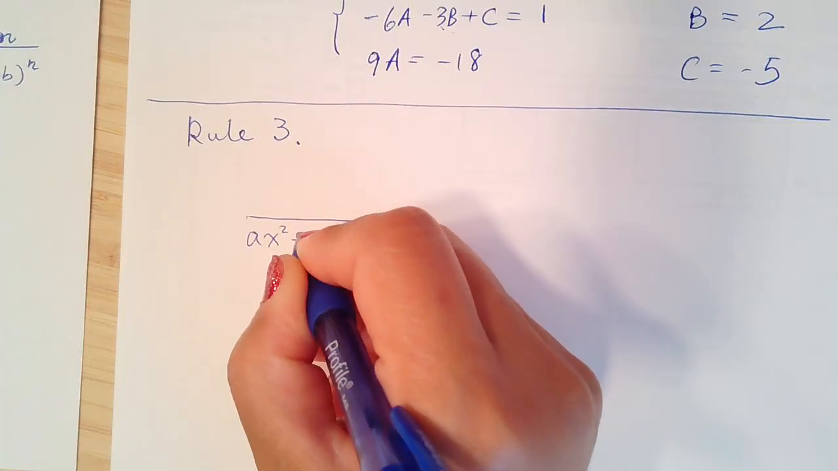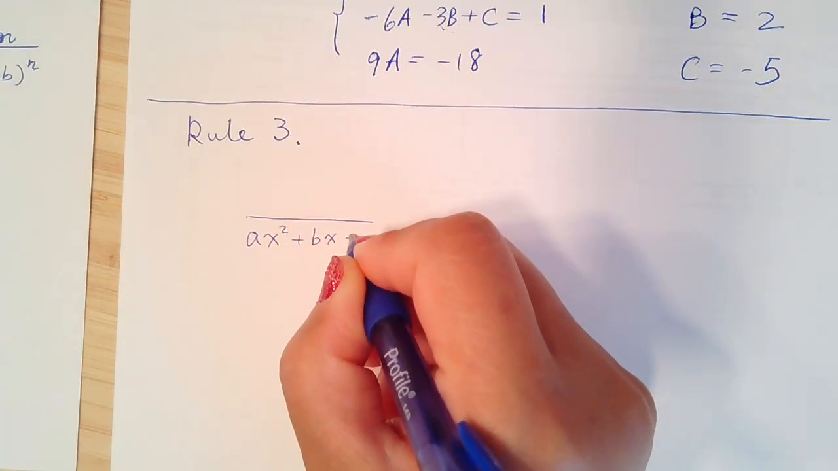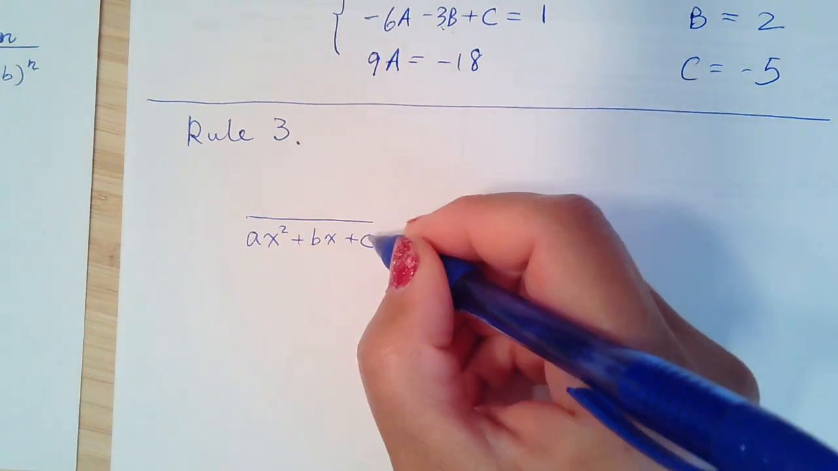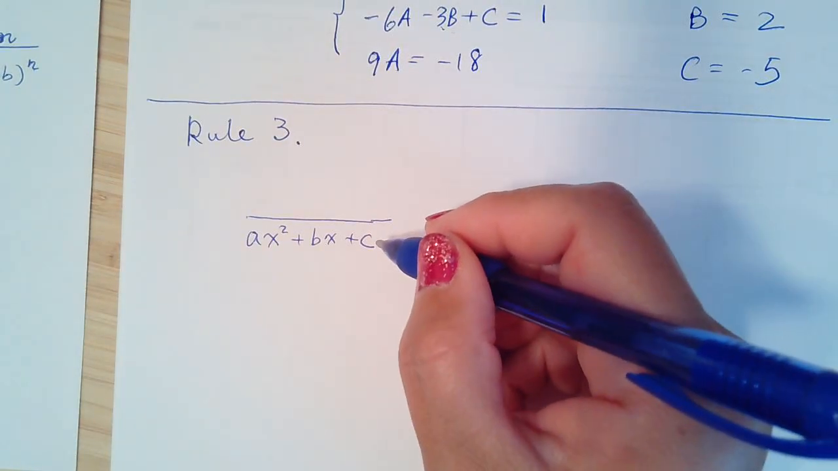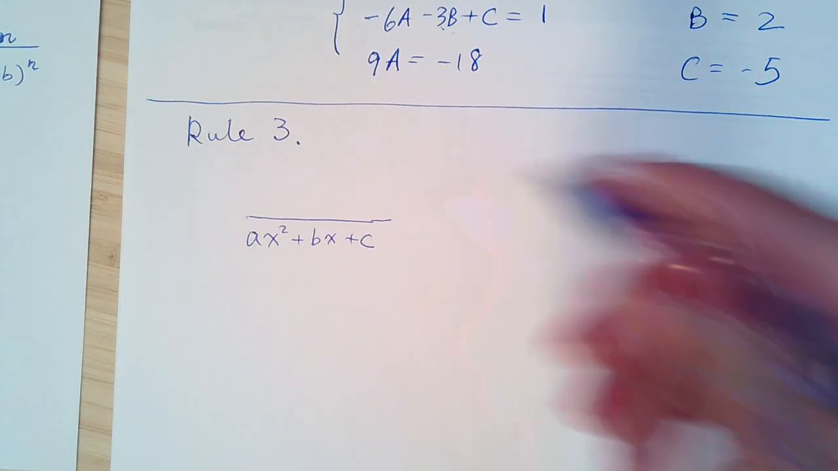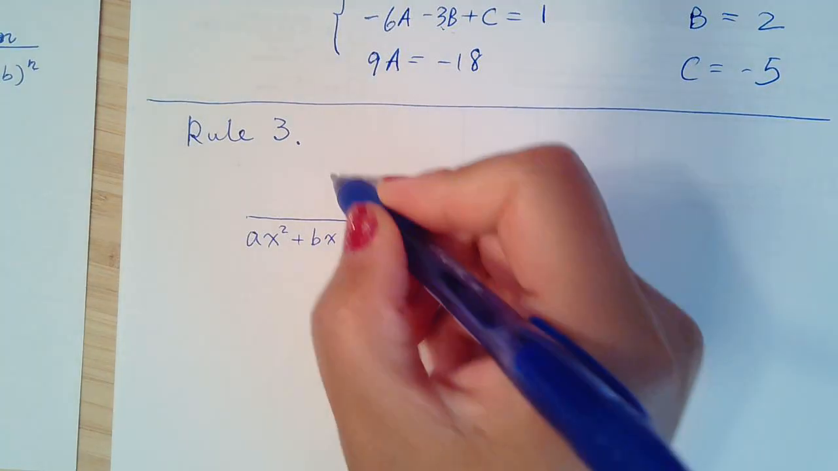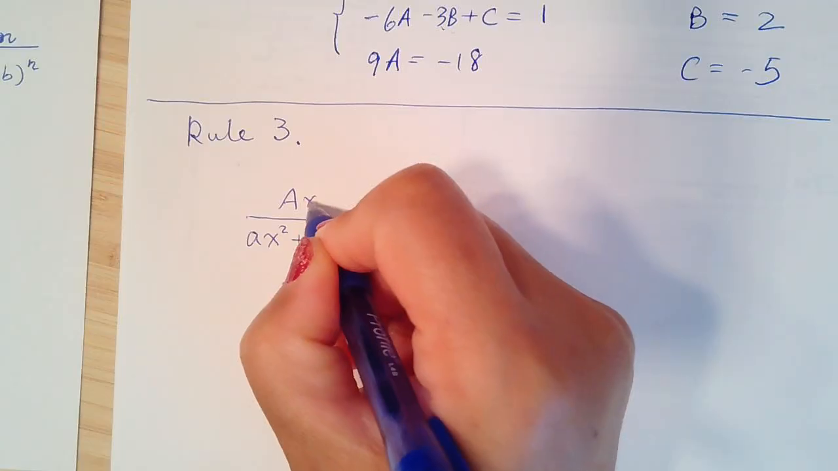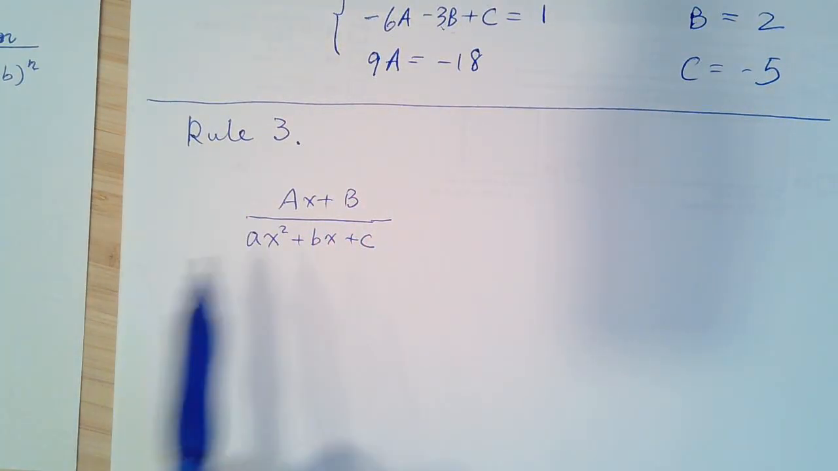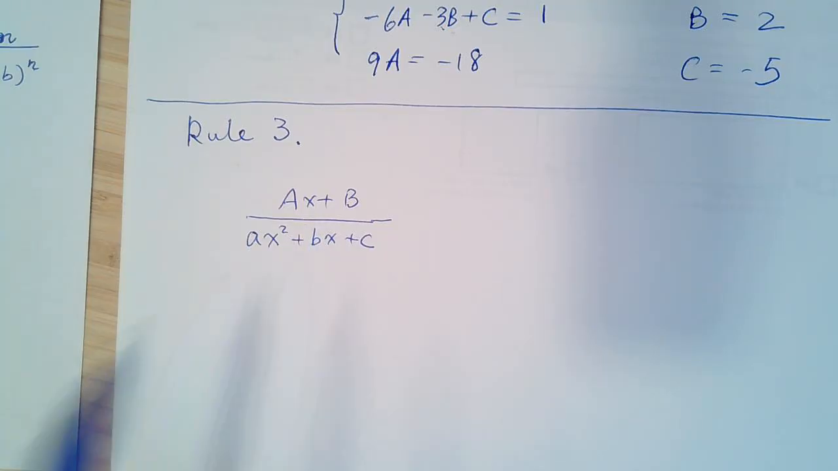ax squared plus bx plus c. If this cannot be factored, sometimes you have a quadratic form that cannot be factored, then the partial fraction decomposition must contain a term that looks like this, ax plus b. The difference with the previous rules, rule number 1 and 2, is that here the numerator has an x term.